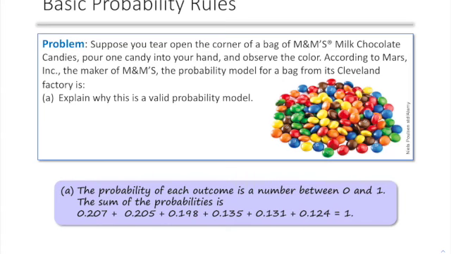So looking down here at the answer, these are the probabilities of each of the colors: orange, yellow, red, brown, blue, and green. When you add the probability of each of them, it becomes 1. All the probabilities are a positive number between 0 and 1, and the sum of all of them equals 1.